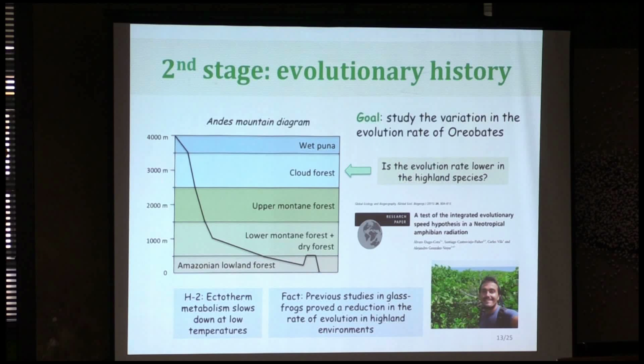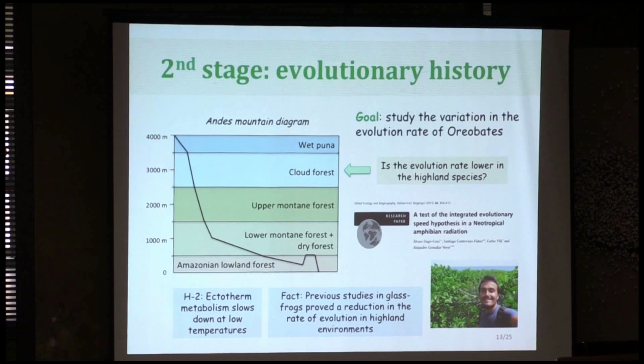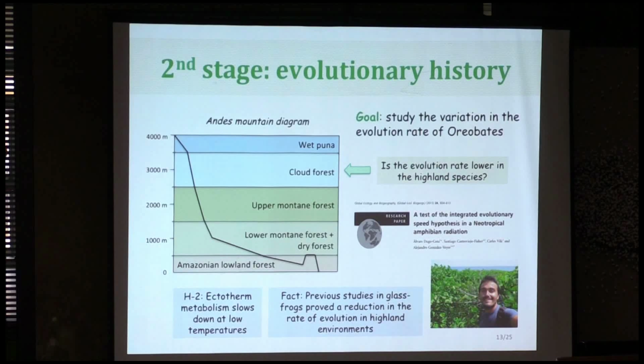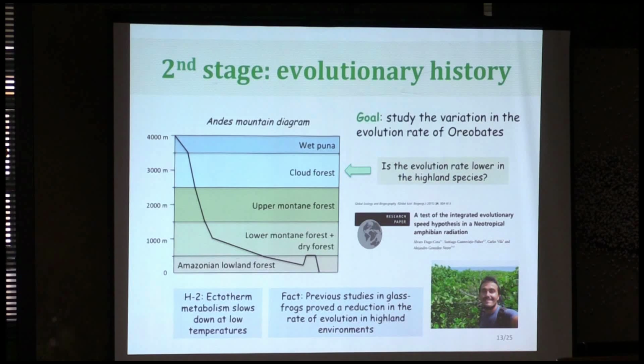So we want to use genomics. We want to use all the genes. We want to know if this is true for all the genes. So we want to know if, for example, the evolution rate on the Oreobates frogs that inhabit the highlands is slower than the frogs that inhabit the lowlands.